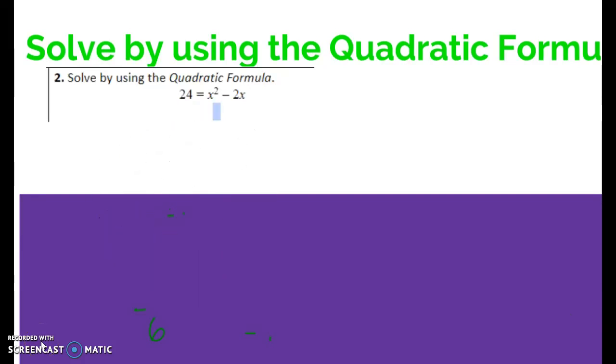Okay, so this one asks us to solve by using the quadratic formula. So first we need to know the quadratic formula, and I'm going to tell you a story to help you remember that. Here's how I remember it. Let me get a pen instead of numbers. Okay.